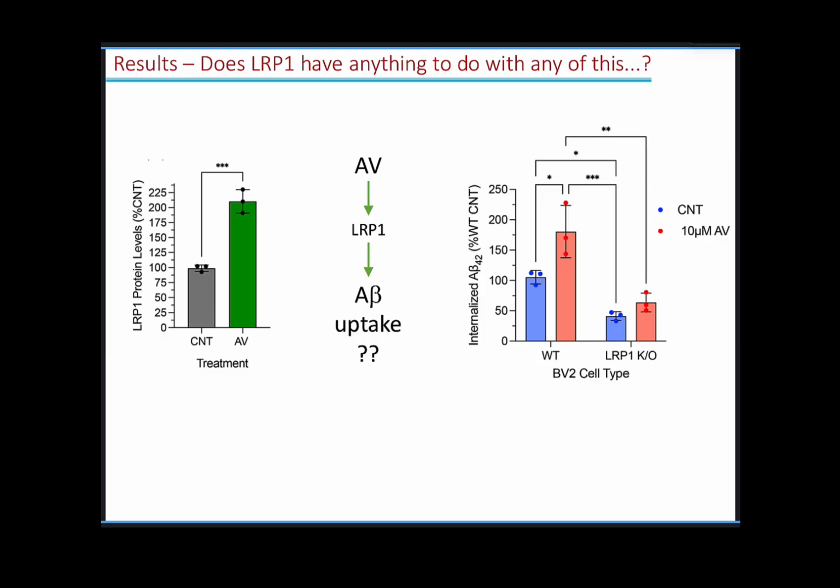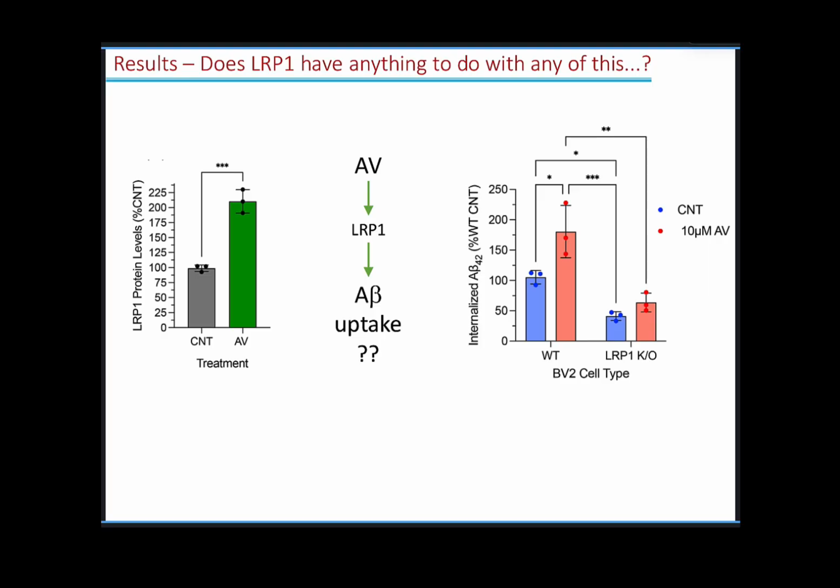Just like the authors knew about TREM2 being important for A beta clearance, the absolute star of A beta clearance in the brain is actually LRP1. LRP1 is the one that clears A beta from the brain by pumping it into blood and whatnot. So they started entertaining the possibility that AV may actually work through LRP1 as well to induce A beta uptake.